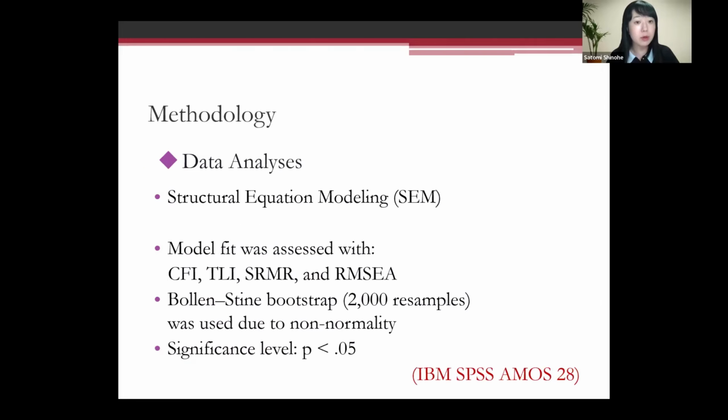To test the proposed model, structural equation modeling, or SEM, was conducted using IBM SPSS AMOS 28. Model fit was evaluated using the common indices CFI, TLI, SRMR, and RMSEA. Because the data violated the assumption of multivariate normality, a bootstrap procedure with 2,000 resamples was also conducted. The significance level was set at 0.05.